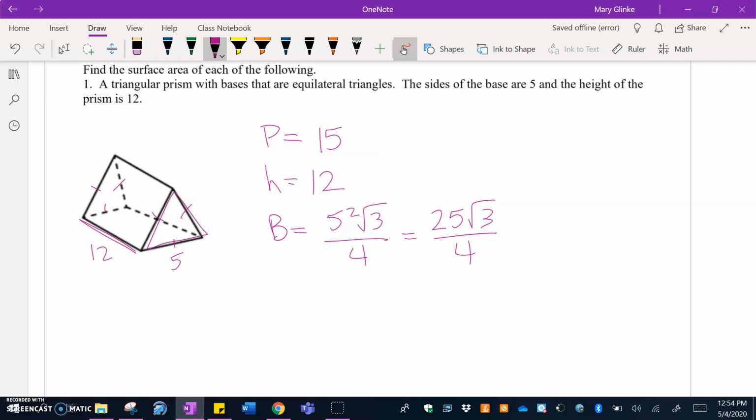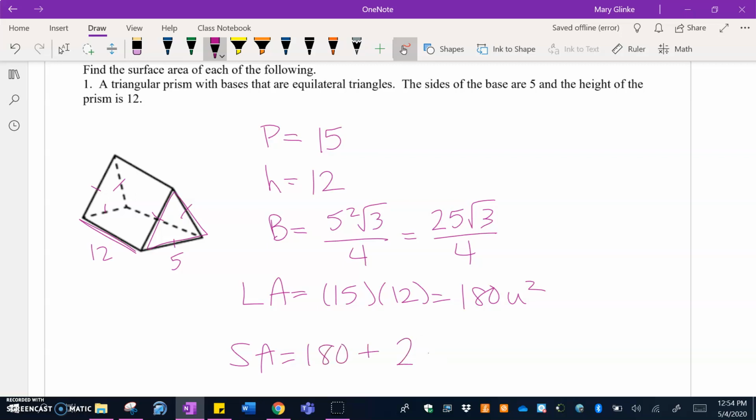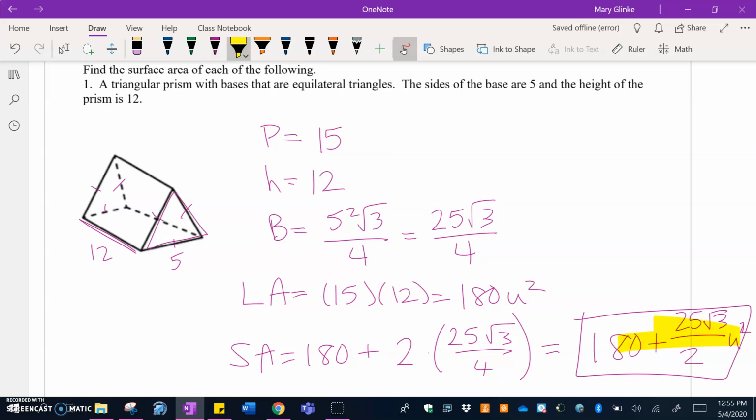Now that we have all of this, we can just plug everything into any formula that we need. If we were asked for the lateral area, we would do the perimeter of the base times the height of the prism, and we would get 180 units squared. If we're now looking for the surface area, we can take that lateral area, 180, and add 2 times the area of the base, which is 25 root 3 over 4. And so our final answer for surface area would be 180 plus 25 root 3 over 2 units squared. So this would be our exact area. If we were asked to round it, we would type everything in and we would get about 201.65 units squared.